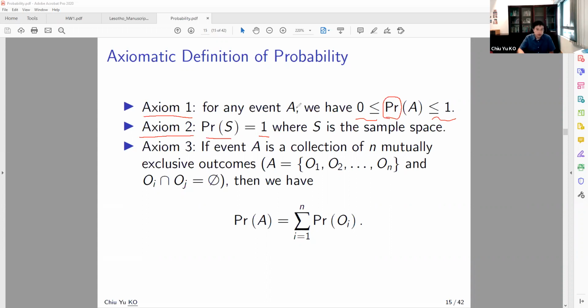Is that okay? The first one must be between 0 and 1. So the maximum we can have is 1, and 1 is achievable. So that is what it is.